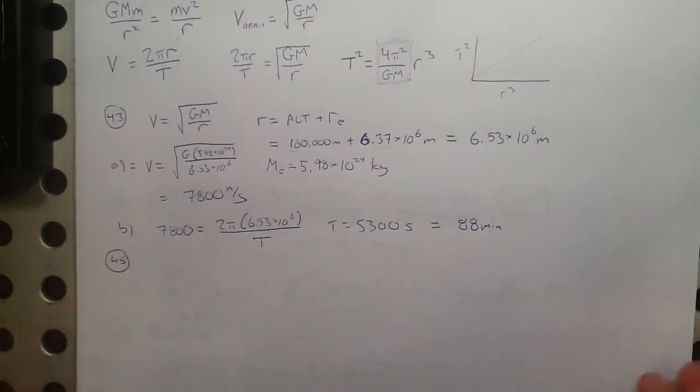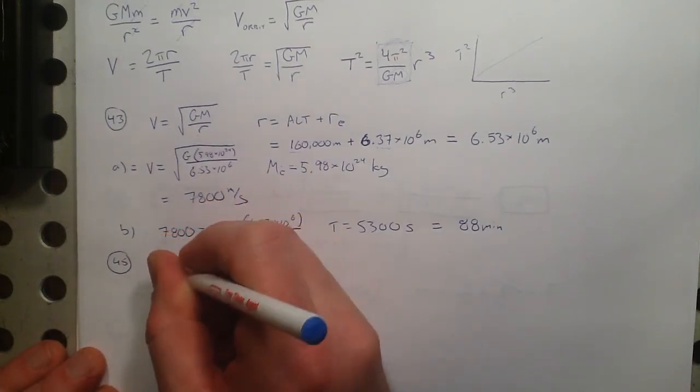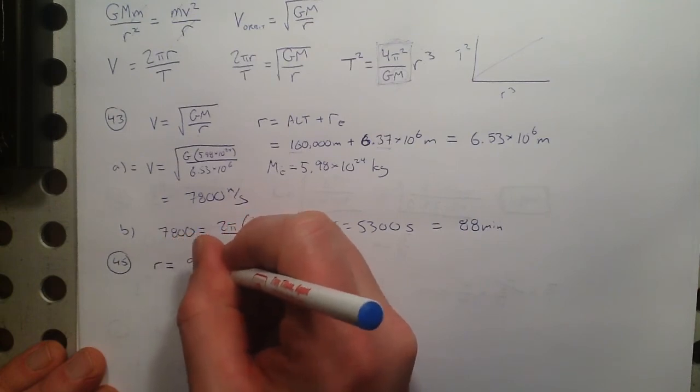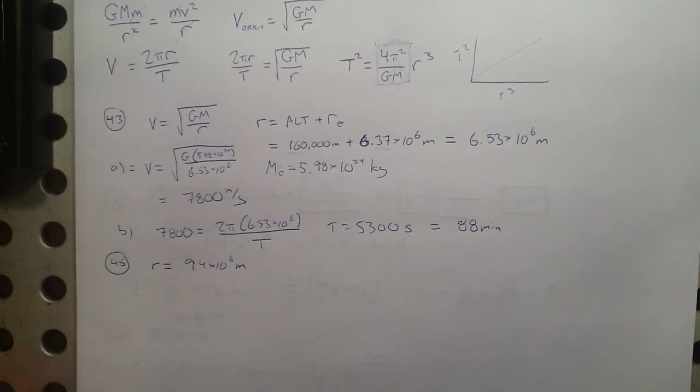Number 45. The Martian satellite Phobos travels in an approximately circular orbit of radius 9.4 times 10 to the 6th meters. Now they're telling us the orbital radius here. So that means I don't need to worry about the radii of the planet or anything like that. They're saying this is the orbital radius. They didn't say this is the altitude, right? That's very important to understand and read carefully and make sure your brain is switched on.